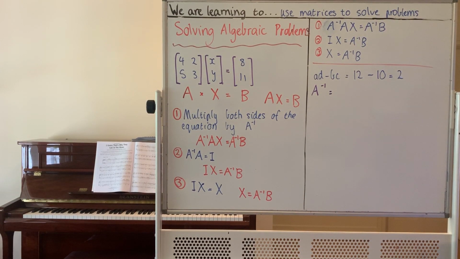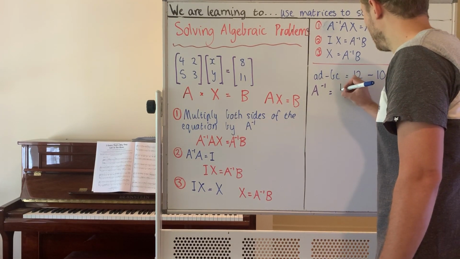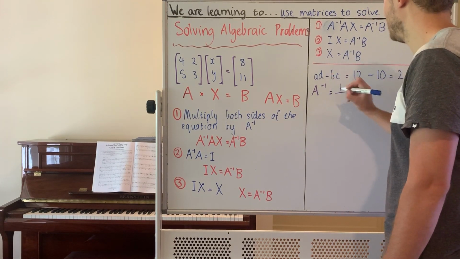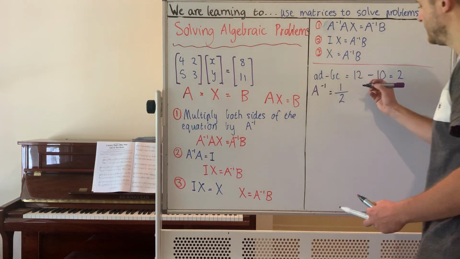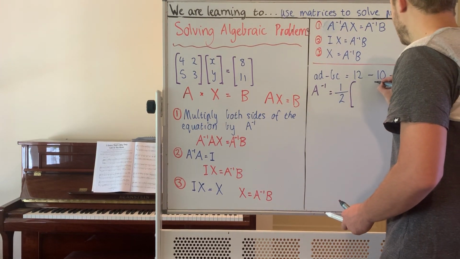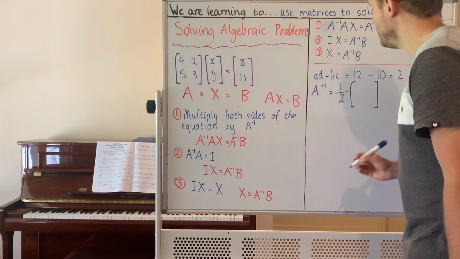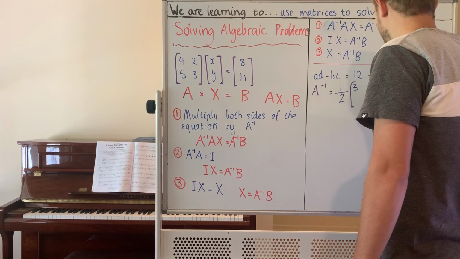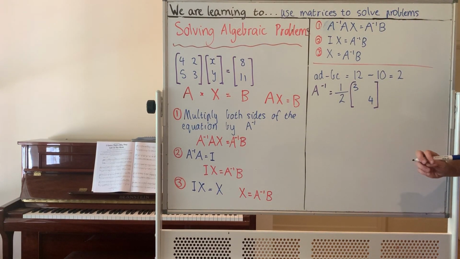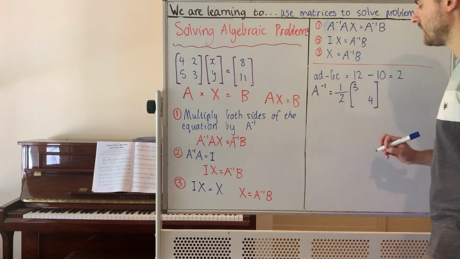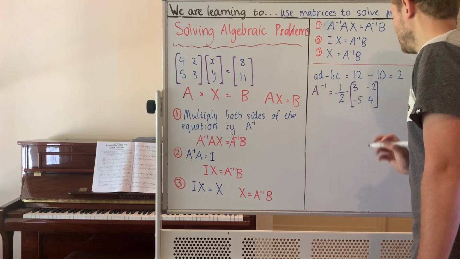Alright, the inverse of A is going to be equal to 1 over the AD take BC, which is 2, so a half, multiplied by, alright, so remember, we swap elements A and D, and then we multiply elements B and C by -1. So this becomes -2, this becomes -5.